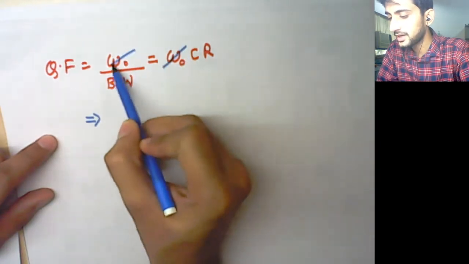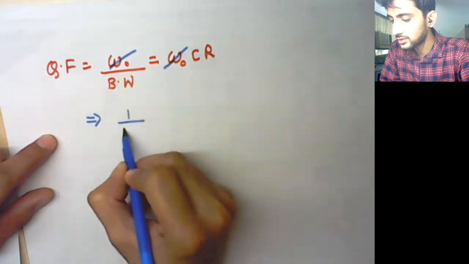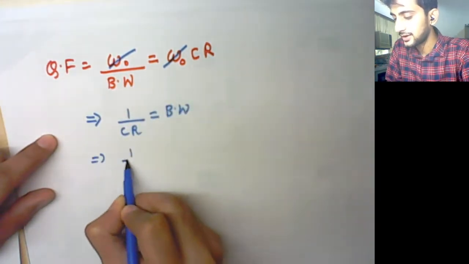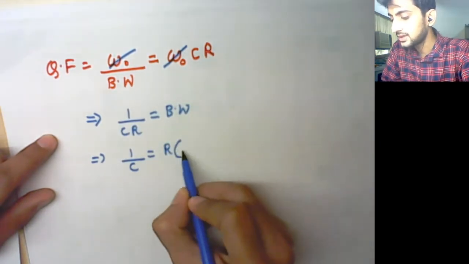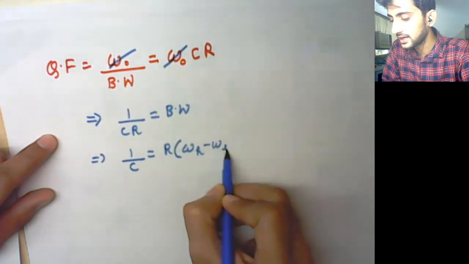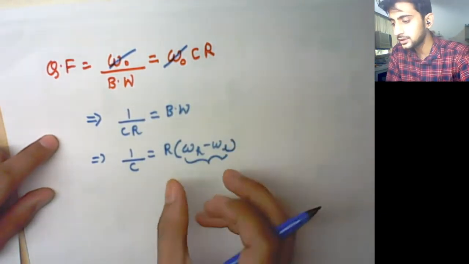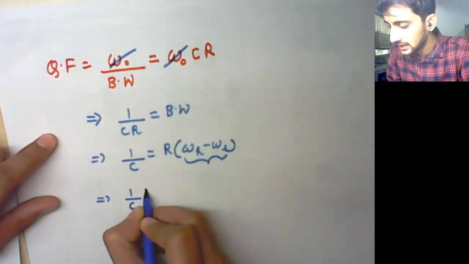So omega naught here cancels, and you get that 1 upon CR is equal to bandwidth. So you can write that 1 upon C is equal to resistance times bandwidth. Bandwidth is equal to omega H minus omega L. और ये पूरा का पूरा term ही दिया गया है आपको. केवल bandwidth mention है, you know that the whole term is given then.